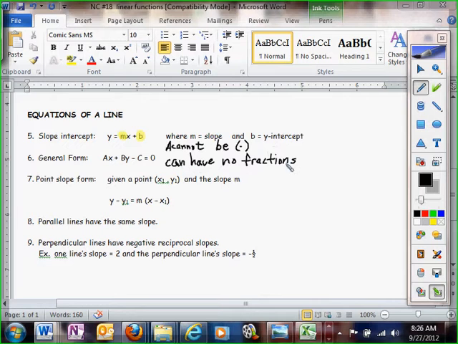I'm sure my English can use a little work there. I probably should say can't have fractions, but this will work. So that's just kind of an overview of that. I'm going to do an example of that as well.